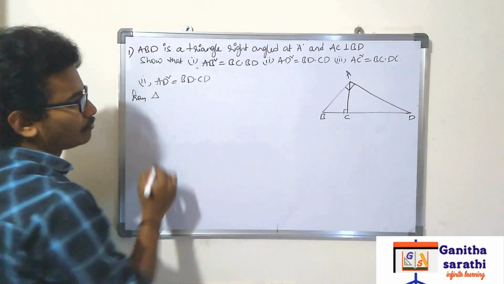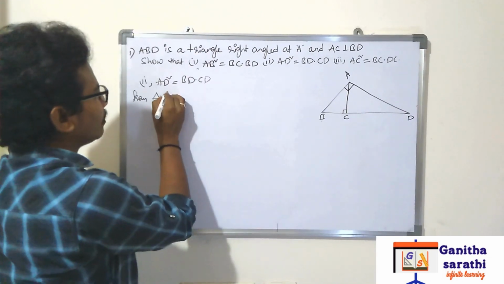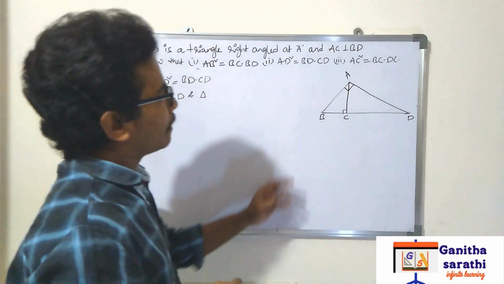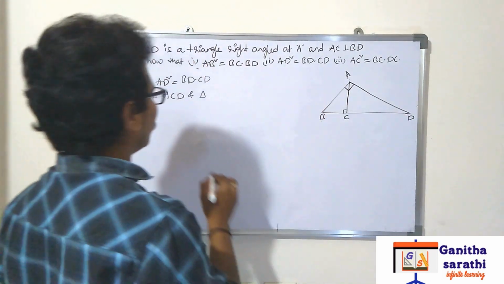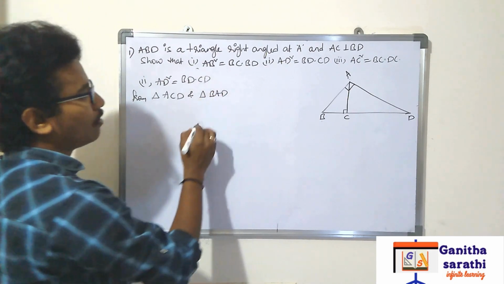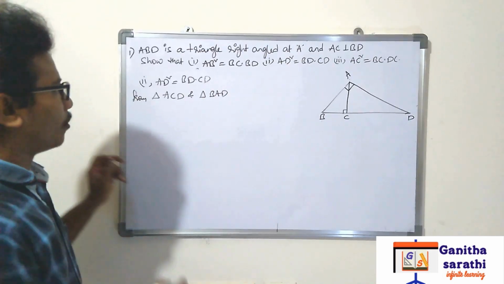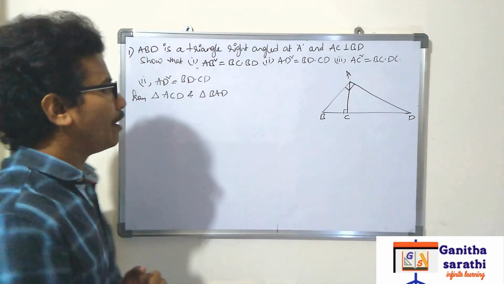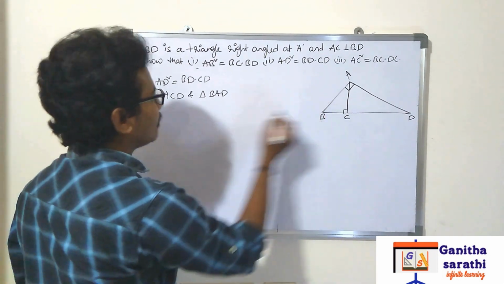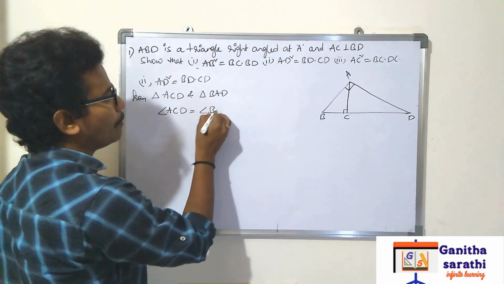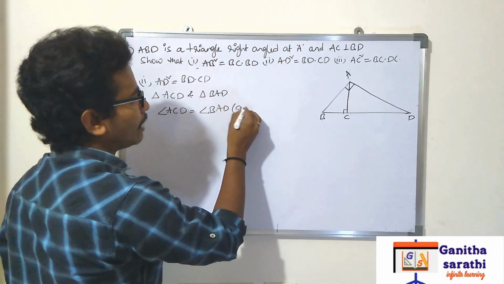ACD, from triangle ACD and triangle BAD. Okay, ACD and BAD or DAB. Okay, now see here, in this also you should prove the right angle. What is the right angle we are taking here? Angle ACD is equal to angle BAD, that is 90 degrees.